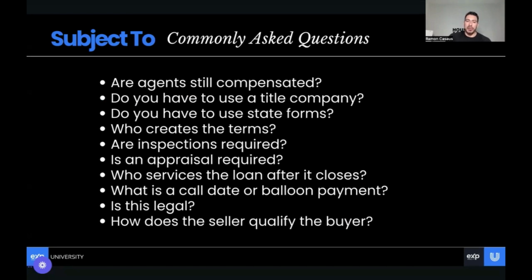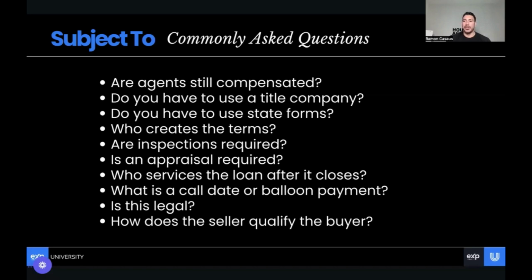Do you have to use state forms? You do not have to use state forms. However, you do want to check with your E&O insurance because there is a high likelihood and probability that they will only cover your state forms. You're also going to want to check the legalities around subject to, not only with your state, but also with EXP's regulations and policies.